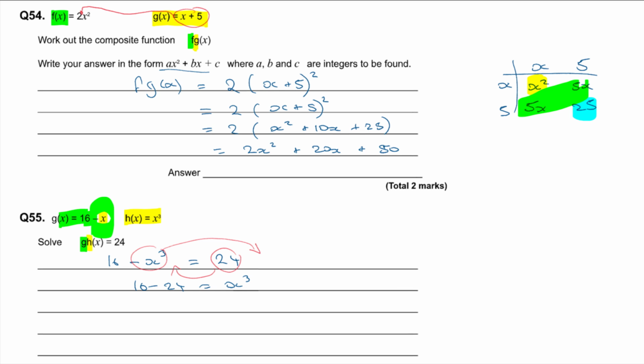So 16 minus 24 is minus 8. So minus 8 is equal to x cubed. So then x is going to be the cube root of negative 8, which is negative 2, isn't it? So x is negative 2.